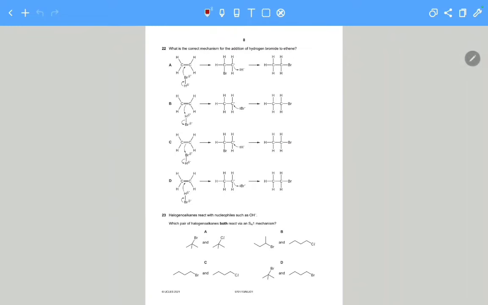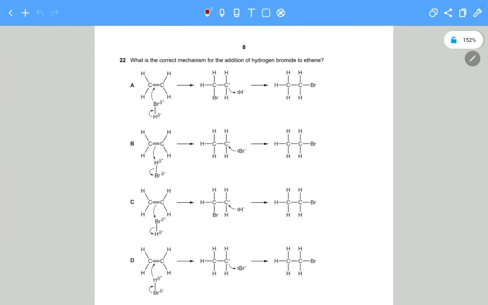Question 22. What is the correct mechanism for the addition of hydrogen bromide to ethene? So this is electrophilic addition, and so we look at option A. This is wrong because electrophilic addition is attack from the double bond, not into the double bond. So that's the first problem.